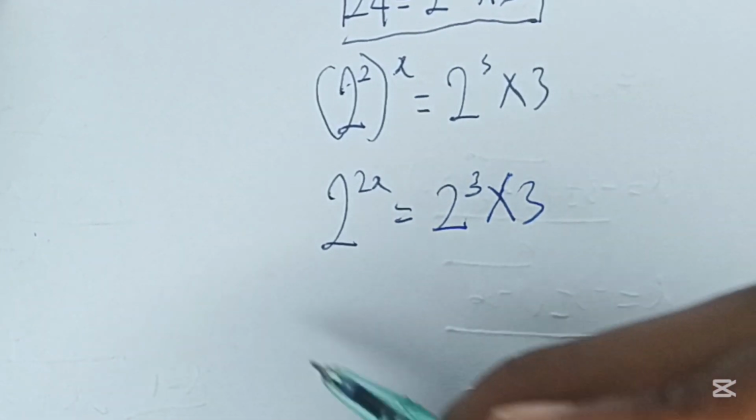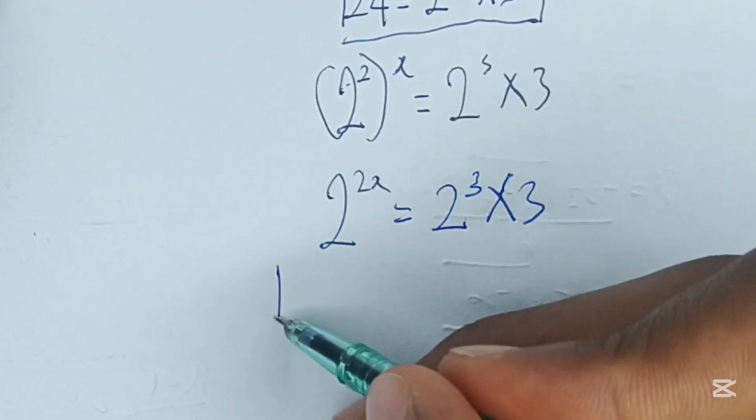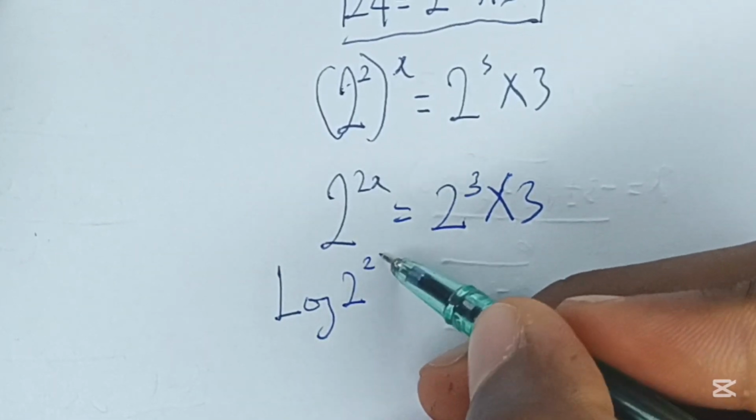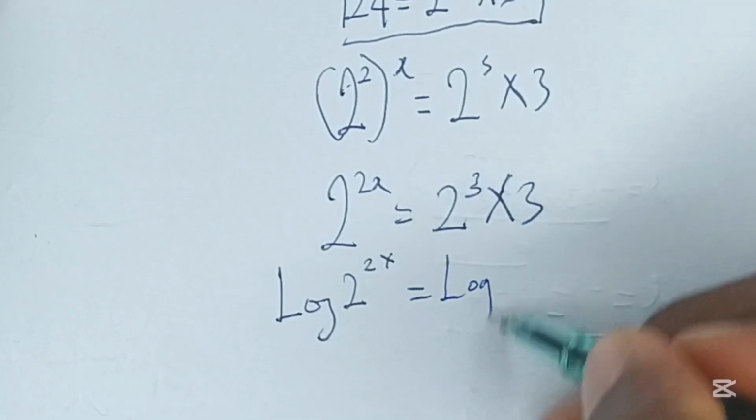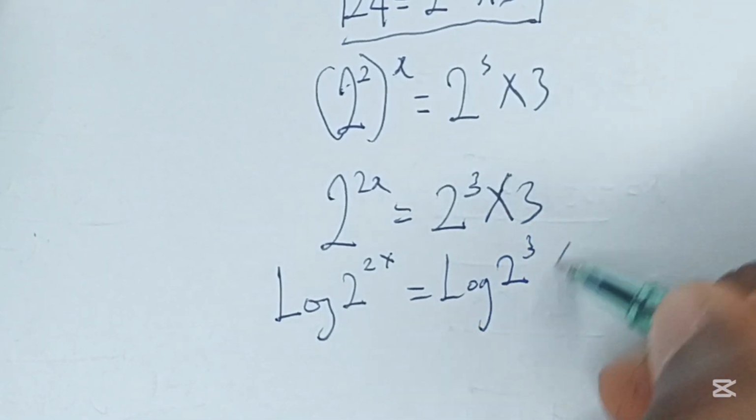Okay? Take the logarithm of both sides quickly. So we take the logarithm of 2 to the power 2x to be equal to logarithm of 2 to the power 3 multiplied by 3.